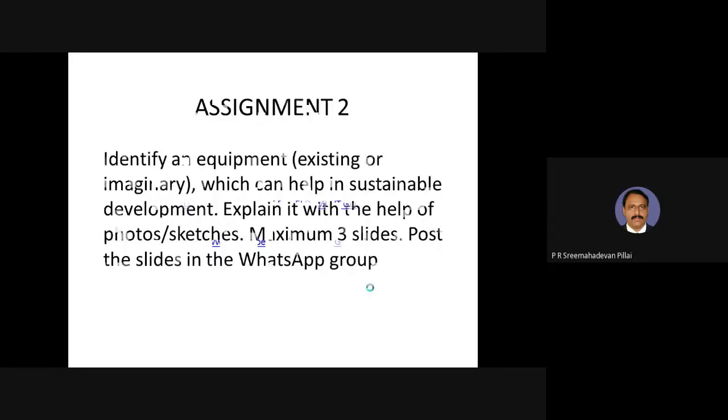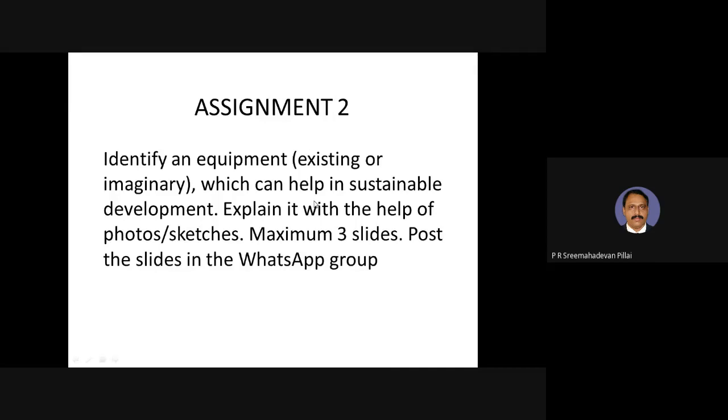Now please come back to the slide. This is the assignment question. Identify an equipment, existing or imaginary. That means you yourself can imagine an equipment. It need not be existing now, but if you want to study an existing equipment, you can choose it, which can help in sustainable development.